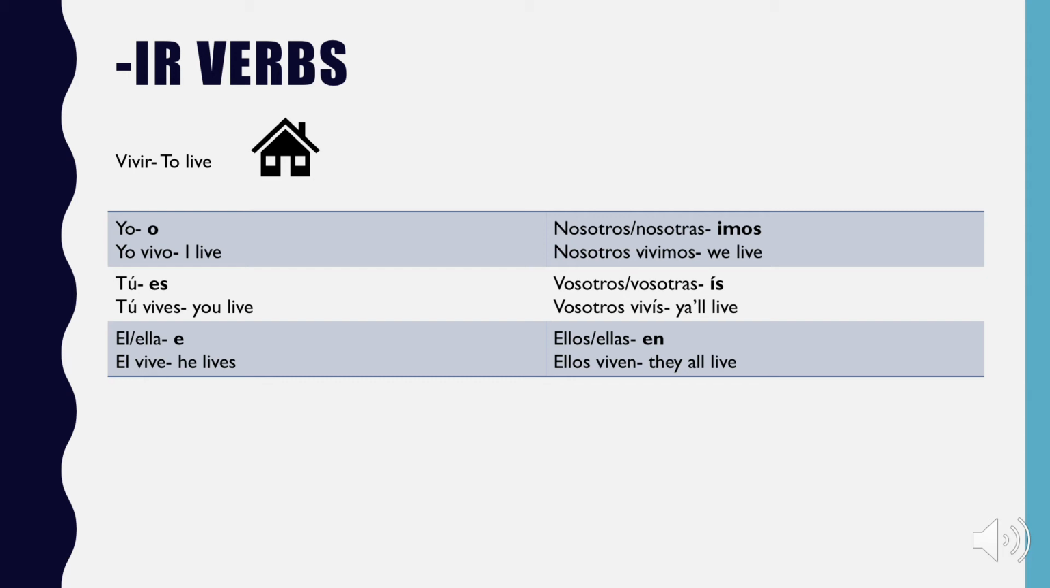For the nosotros or the nosotras form, we replace the IR ending with imos. So everyone say nosotros vivimos, we live. In the vosotros or vosotras form, we replace the IR ending with ís. So we say, everyone say vosotros vivís, y'all live. In the ellos or ellas form, we replace the IR ending with en. So everyone say ellos viven, they all live.